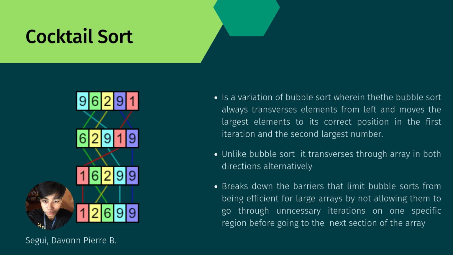This cocktail effect of going back and forth reduces the need for extra passes, making the sort more efficient, especially for arrays that are partially sorted. Cocktail sort solves one of the key inefficiencies in bubble sort by alternating directions with each pass, allowing it to adapt better to arrays that are nearly sorted.